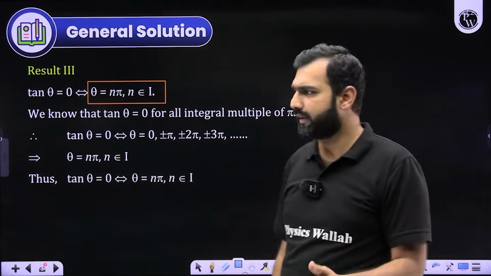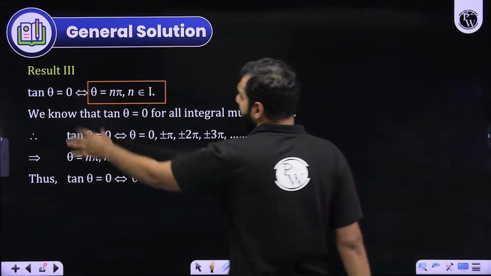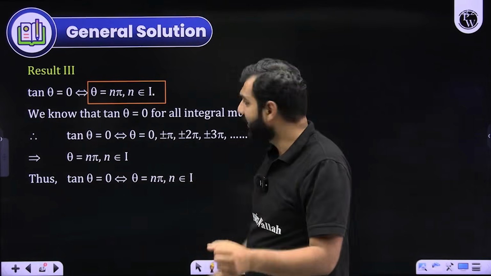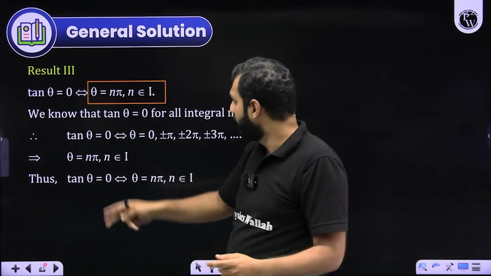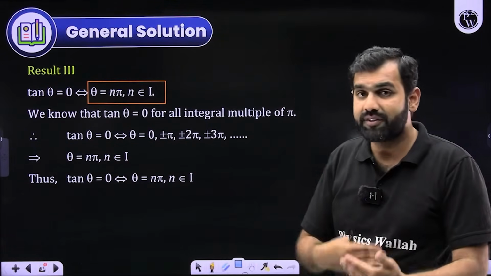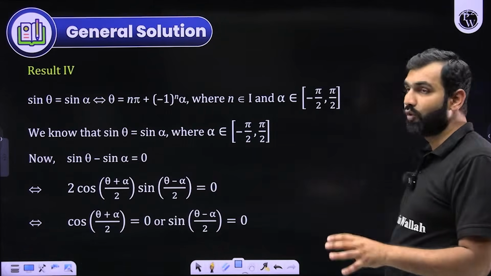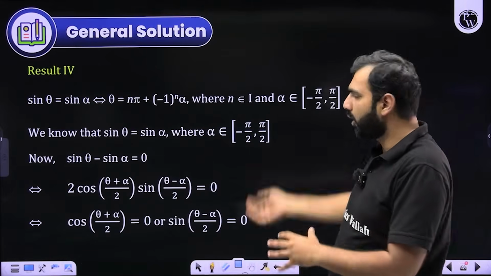I hope you are getting it. So that is the general solution. So are you understanding that generalization that tan theta is 0 only when theta is of the n pi category, where n is any integer, minus 3 pi, minus 7 pi, something like that? So are you understanding these general results? I hope we are moving ahead in the same fashion. Now we'll talk about more general results.